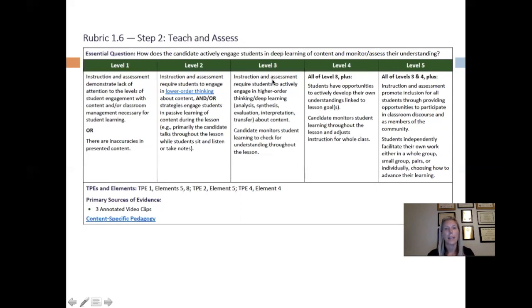So it says that the instruction and assessment require students to actively engage in higher order thinking, deep learning. And again, it gives those strong words for you to think about, right? Where they're able to analyze, synthesize, evaluate, interpret, and transfer their learning. And you're having that rich conversation with them. And that you're monitoring students to check for understanding throughout the lesson, right? That you're doing those quick checks throughout, whether it's the thumbs up, it's the whiteboards, it's the Kahoot, whatever it is that you're using to progress monitor throughout the lesson so that by the time you get to the end, you have a true understanding of who is getting it and who needs additional support or who needs to be challenged.